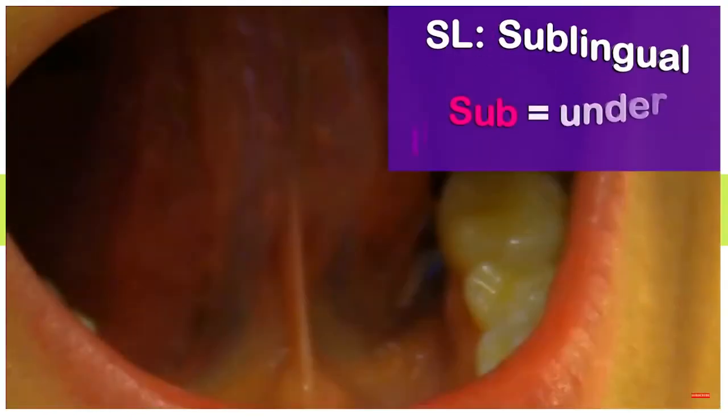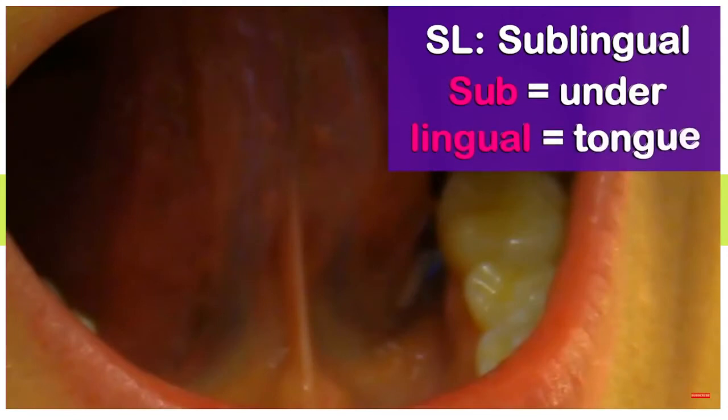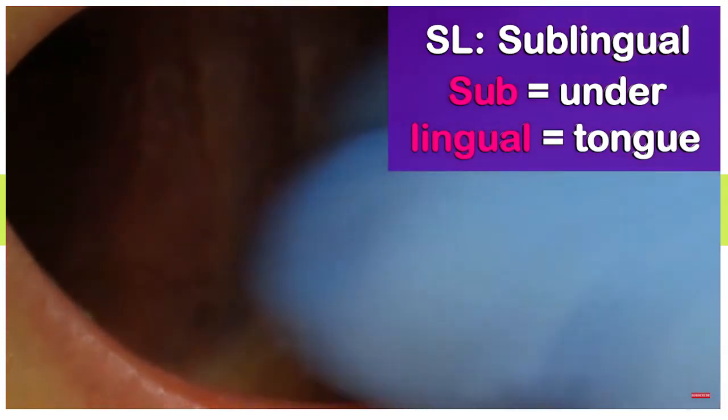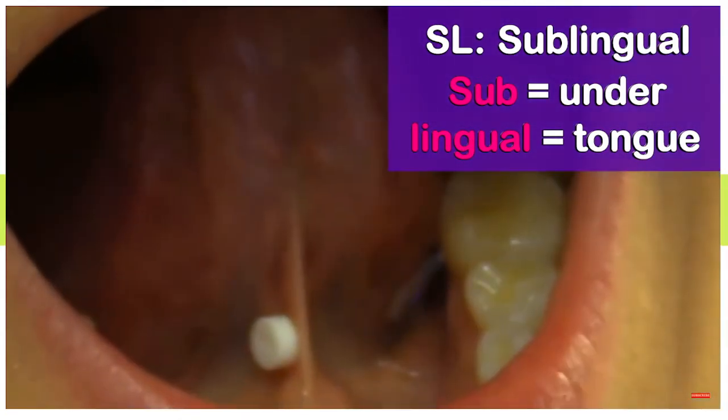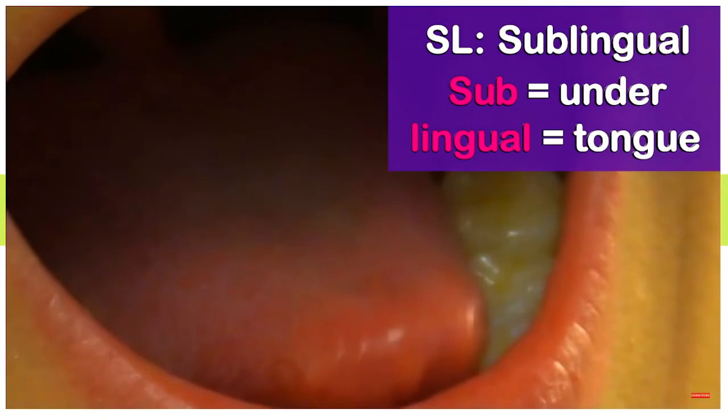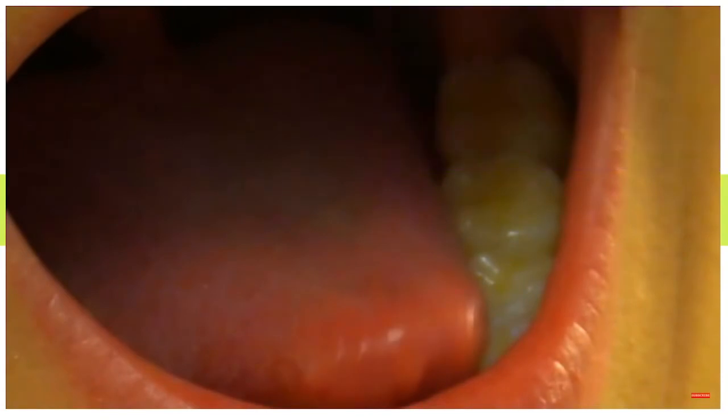Then we have the sublingual route, and the abbreviation for this is SL. Sub means under and lingual means tongue, so we give the medication underneath the tongue. A medication you may encounter as a nurse that goes under the tongue is nitroglycerin. If your patient is having acute chest pain and it's ordered, you can give them a nitroglycerin tablet, and hopefully that will help relieve their chest pain.